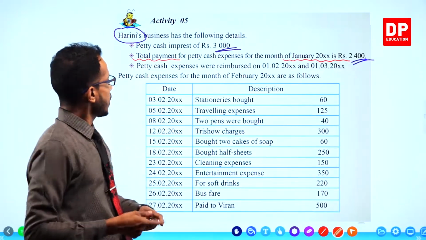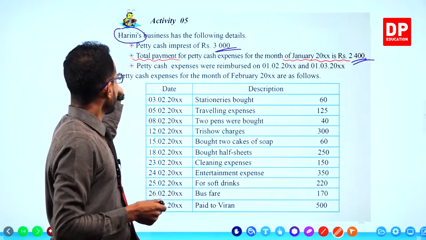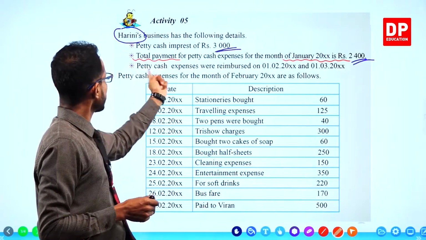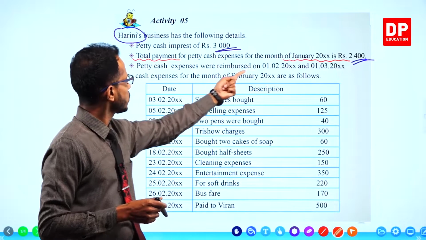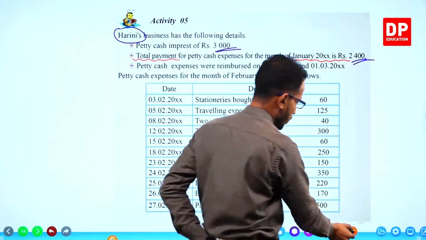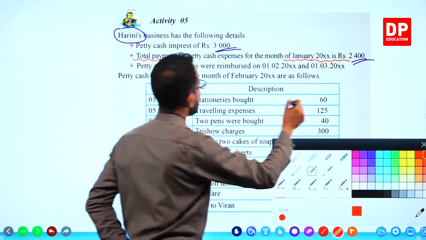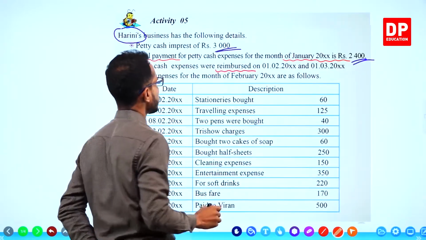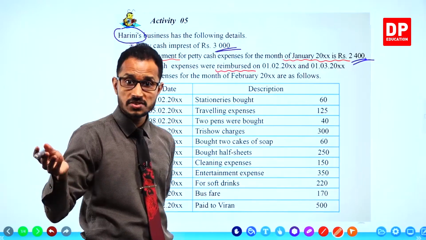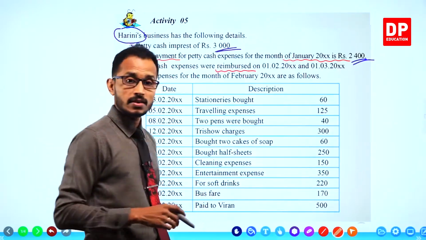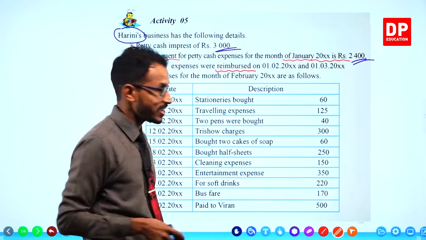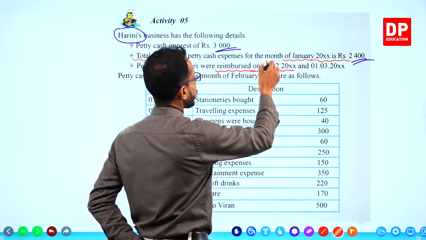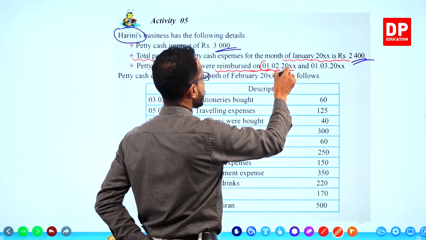It is given. And finally, they have mentioned petty cash expenses were reimbursed on 1st of February. You know what is reimbursement? I'm not going to explain it again. Reimbursed on 1st of February.